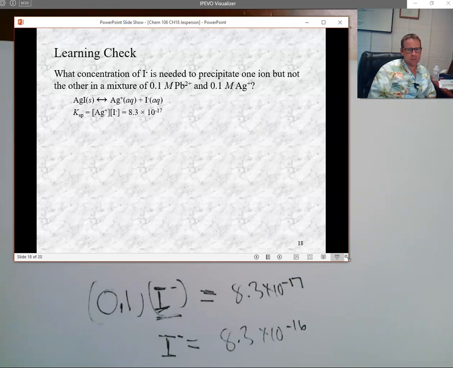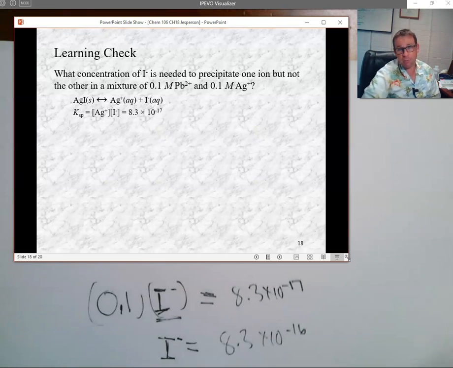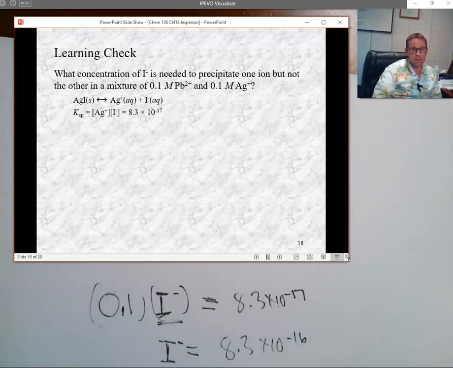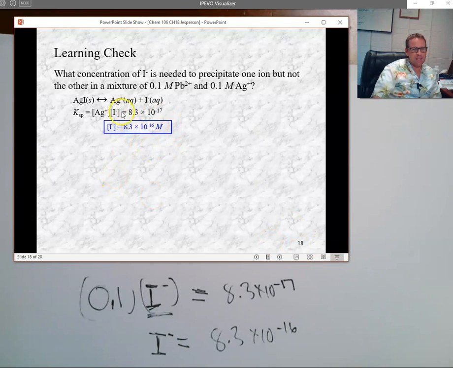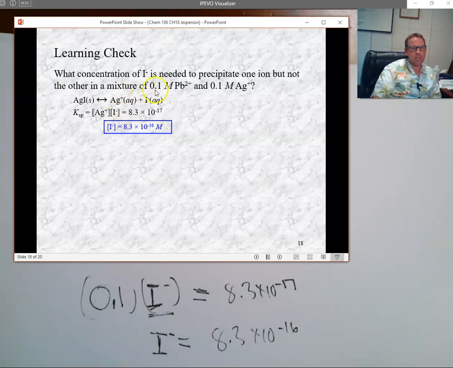Sorry, I have a question. Would the KSP be provided? Yeah, it would have to be provided for us, wouldn't it? We wouldn't be able to do this sort of thing otherwise. So 8.3 times 10 to the minus 16, that's the concentration of iodide ion necessary to precipitate out the silver.